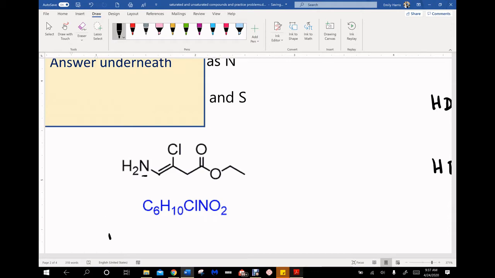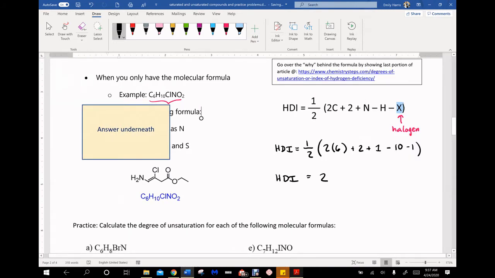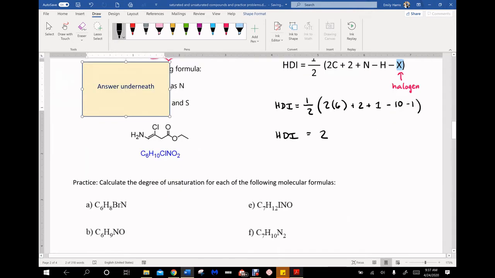And so the bonding patterns of the different elements affect the role they play in either increasing the amount of hydrogens or decreasing the amount of hydrogens per molecule.